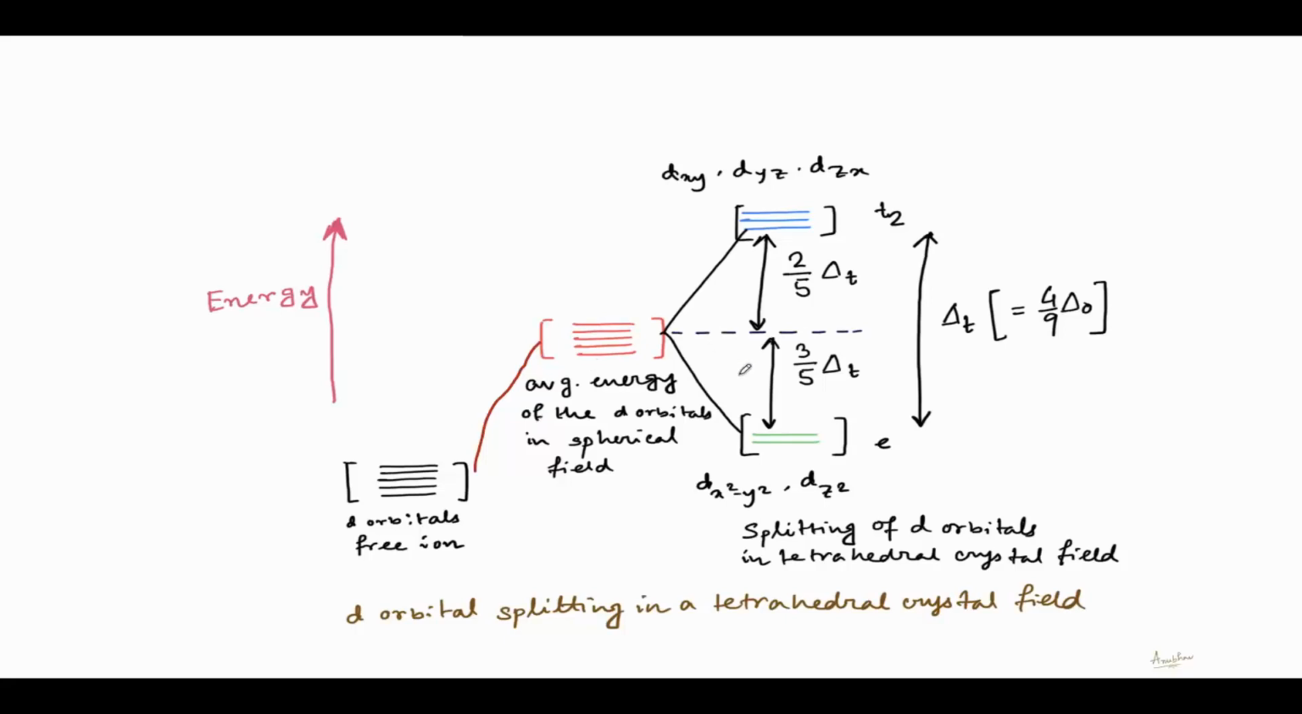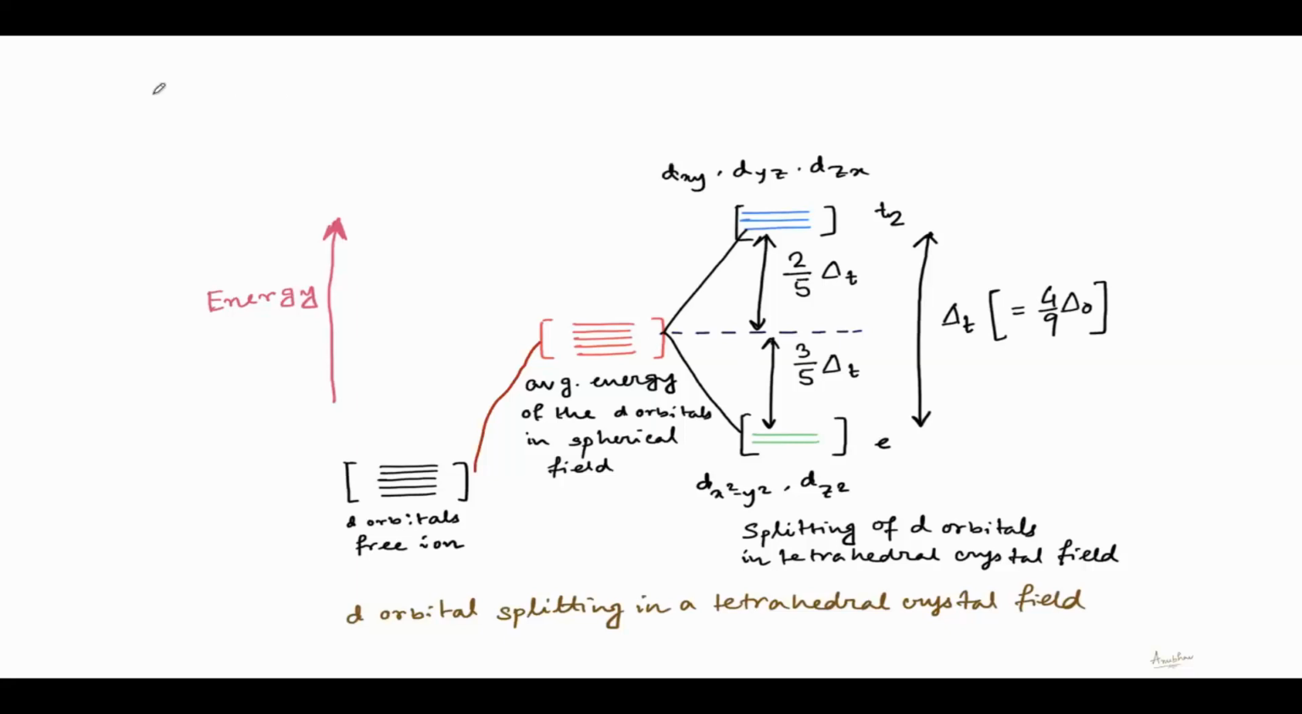Now, depending upon the geometry of the ligand, in the tetrahedral field, dxy, dyz, and dzx will be lifted upwards. They are termed T2. And dx square minus y square and dz square, which were above the barycenter because they were experiencing more repulsion from the ligand, are now experiencing a lower amount of repulsion. That's why the energy here is lower.